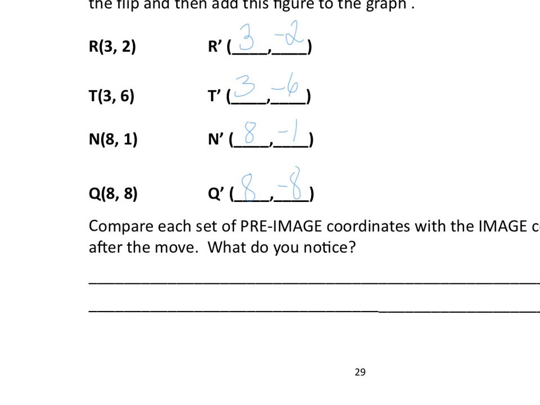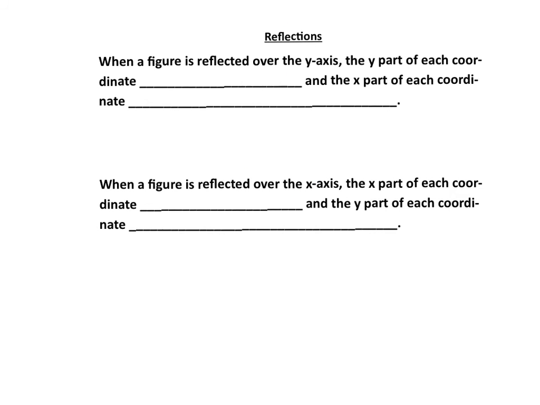Hopefully you've noticed that once again, the y coordinate has changed signs and is now negative. Again, we made a vertical flip. We reflected vertically. We came down, and because we came down, all the y-coordinates are going to change to negatives. The final thing we need to do is go ahead and fill in what the rule for reflections is.